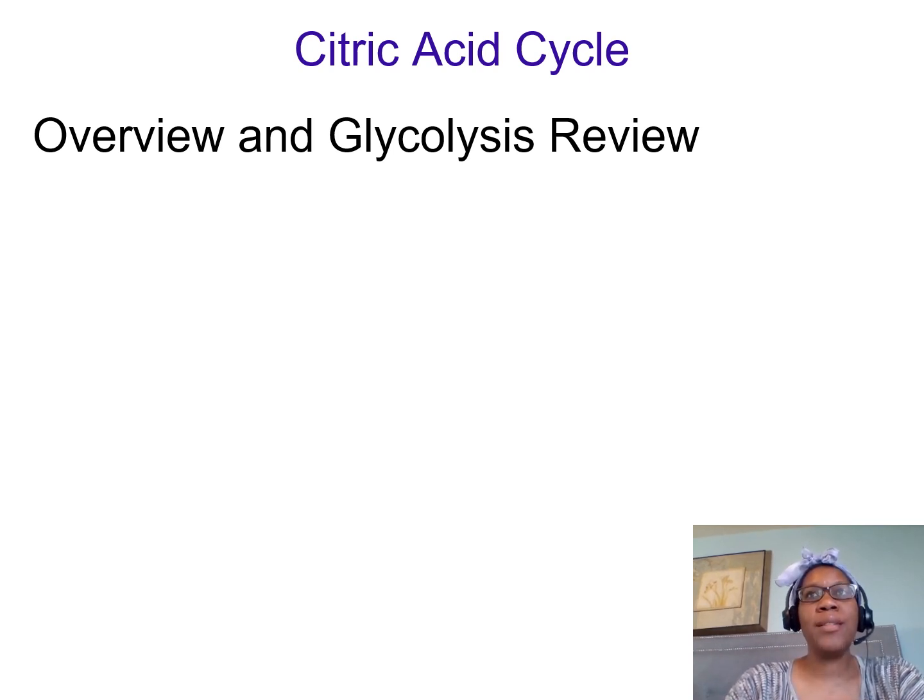So the citric acid cycle is under aerobic conditions where we take that 3-carbon molecule of pyruvate and get more energy out of it. So we'll end up getting to the very first steps of the citric acid cycle. But for now, we're going to do a little glycolysis review to kind of orient us where we started and where we want to end up.